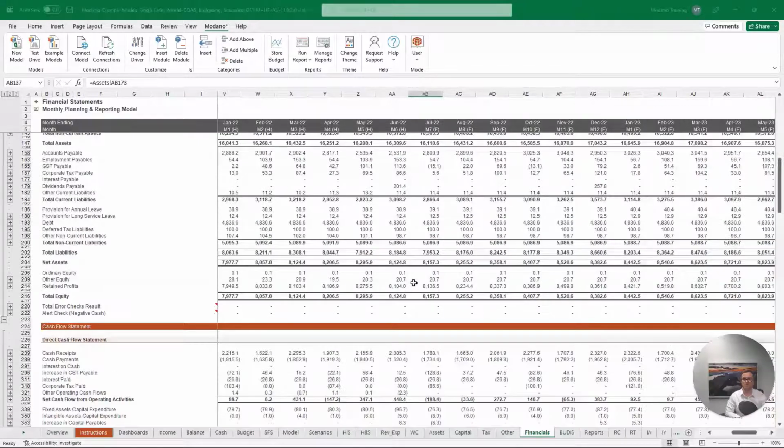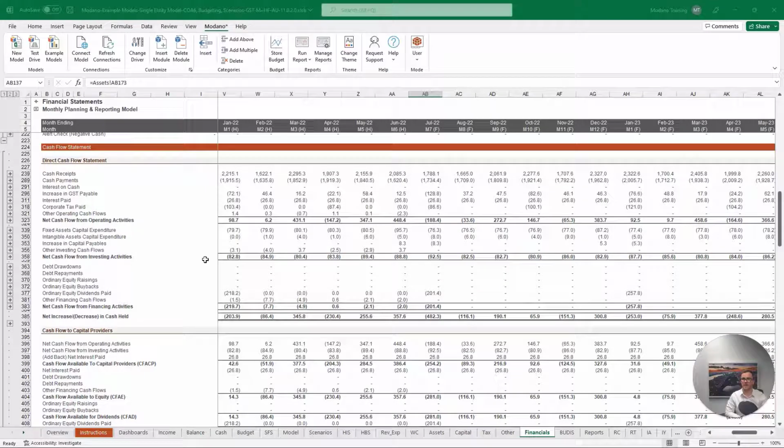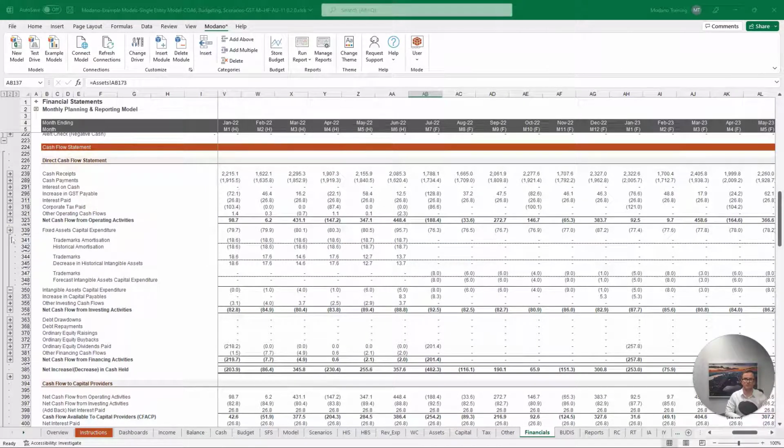Finally, if we scroll down to the bottom of the sheet, locating our cash flow statement, if we then expand our intangible assets capital expenditure section within the investing section of the cash flow statement, we can then see we have our 8.0 of capital expenditure hitting our cash flow.